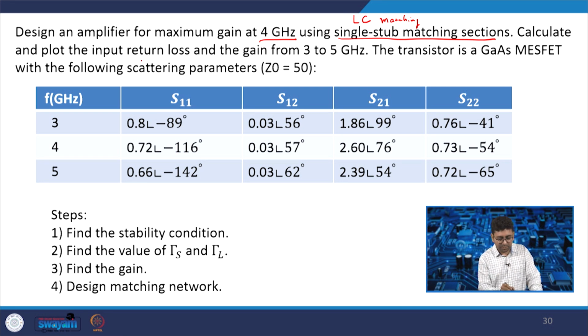Calculate and plot the input return loss and the gain from 3 to 5 gigahertz. The transistor is a gallium arsenide MOSFET. The foundry has provided the gallium arsenide MOSFET, and for different biasing conditions, the S parameters can be found. These are the S parameters at different frequencies: at 3 gigahertz this is the S parameter, at 4 gigahertz these are the S parameters, and at 5 gigahertz these are the S parameters.